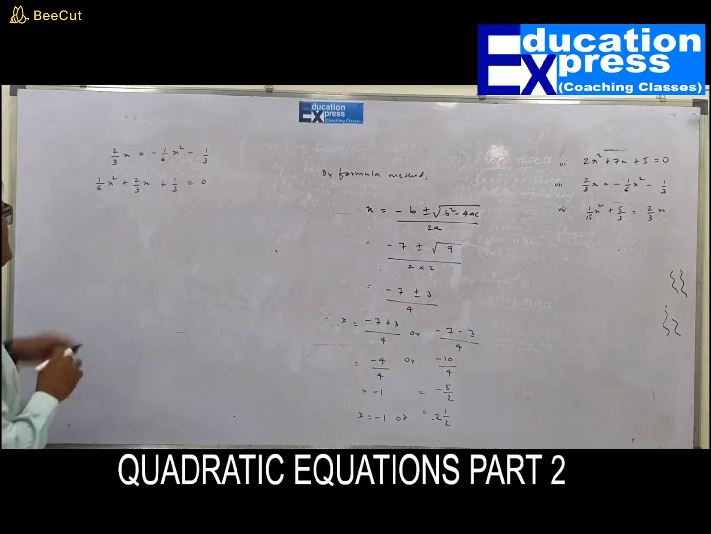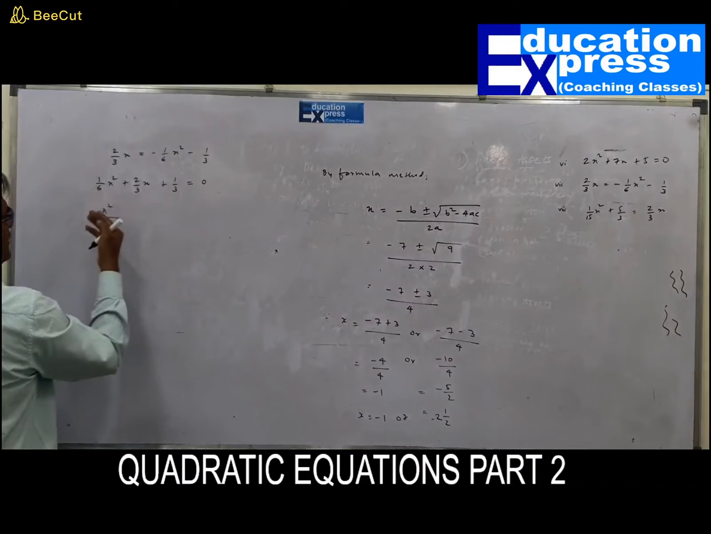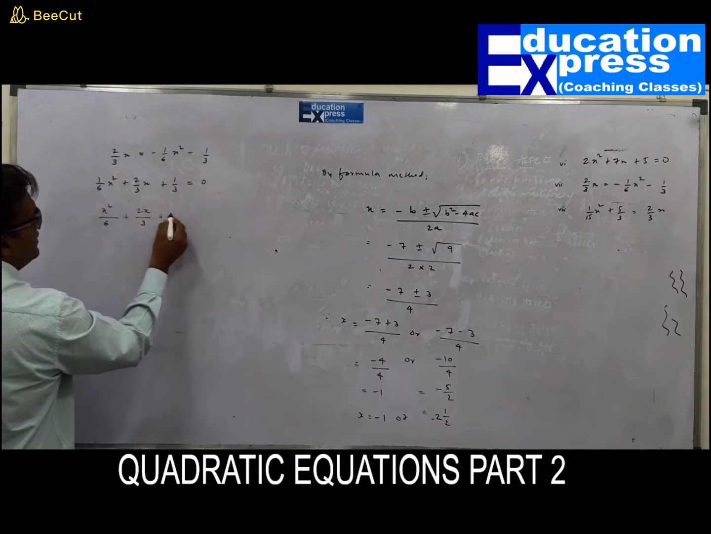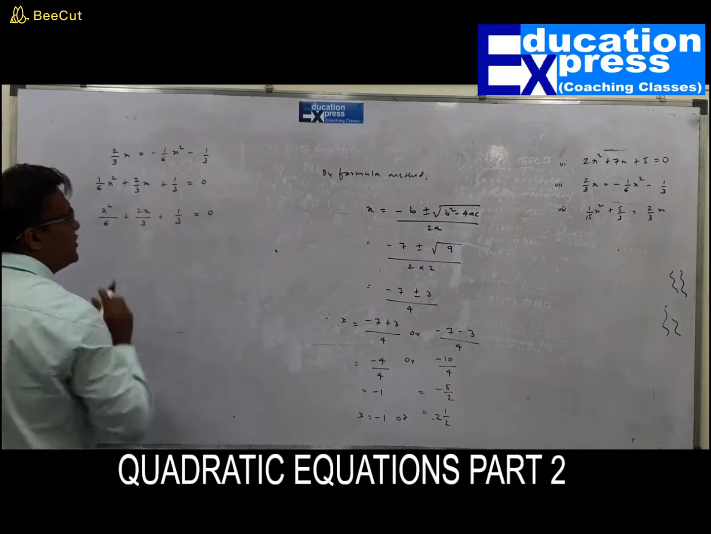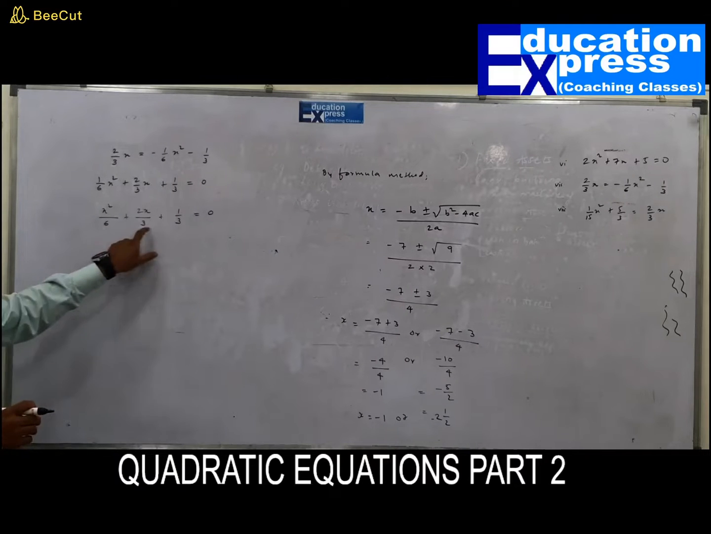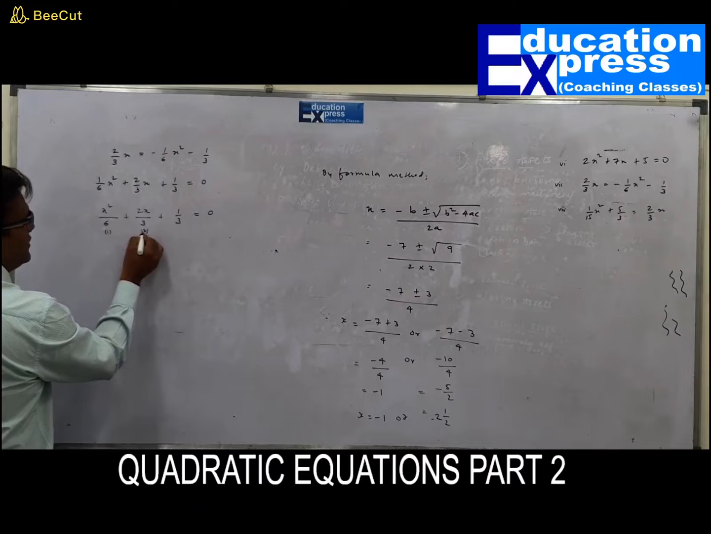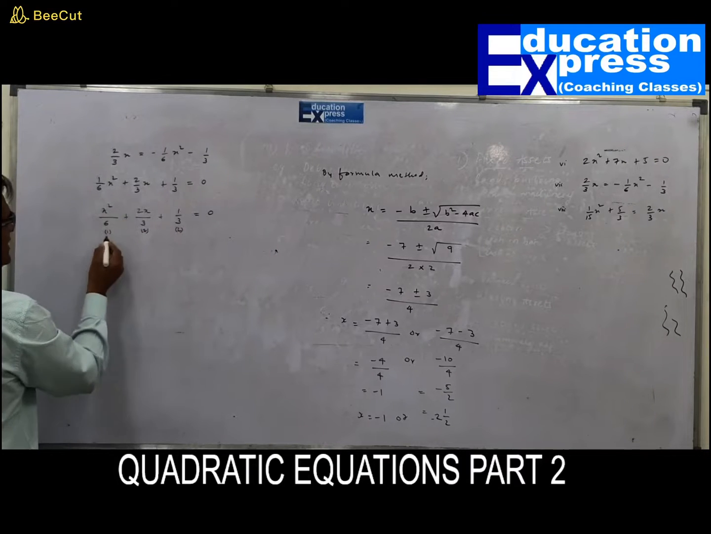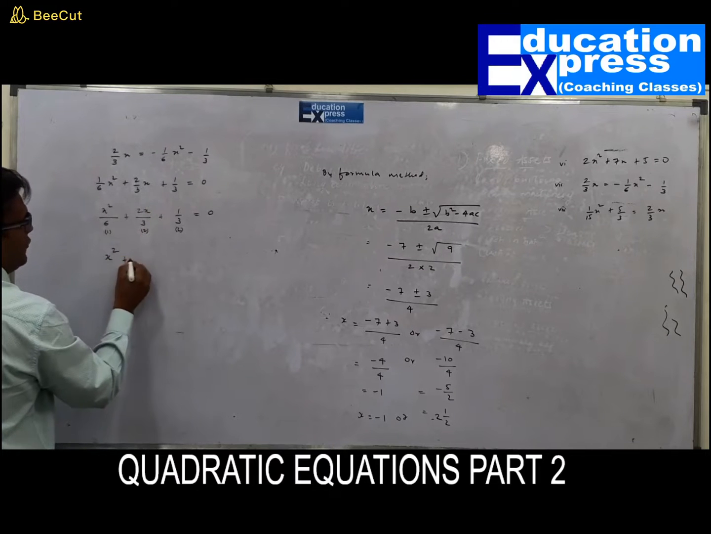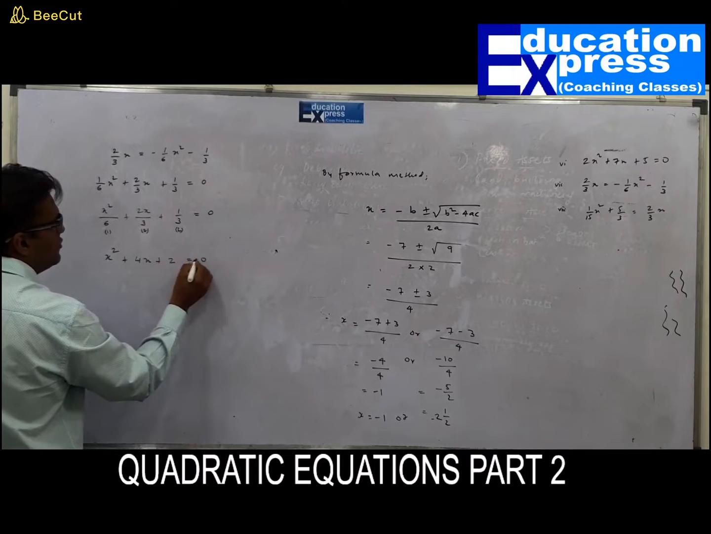It becomes very easy for us to arrange this. First, please arrange it in a proper form. x square upon 6 plus 2x upon 3 plus 1 upon 3 equals to 0. Now we can suitably take the LCM. LCM of 6 and 3 would be 6. 6 1s are 6, 3 2s are 6, 3 2s are 6. Take the LCM: 1 into x square plus 2x into 2, 4x, plus 1 into 2, 2, equals to 0.